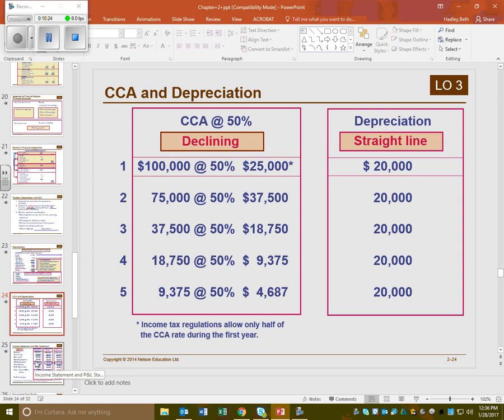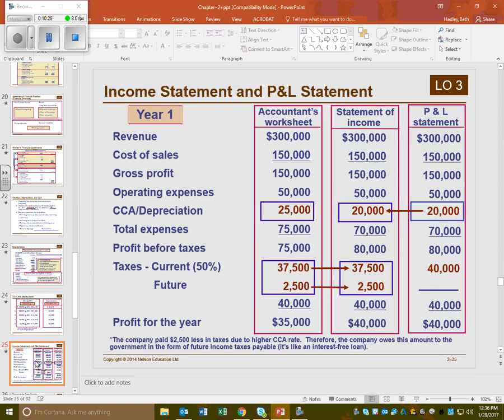Because the capital cost allowance and the depreciation are different, the amount of tax that is calculated is going to be different. The amount that you're allowed to put through for tax purposes for the government is a certain amount, and the amount that you're actually allowed to put through for your own company is a different amount because you're using depreciation versus the CCA rate.